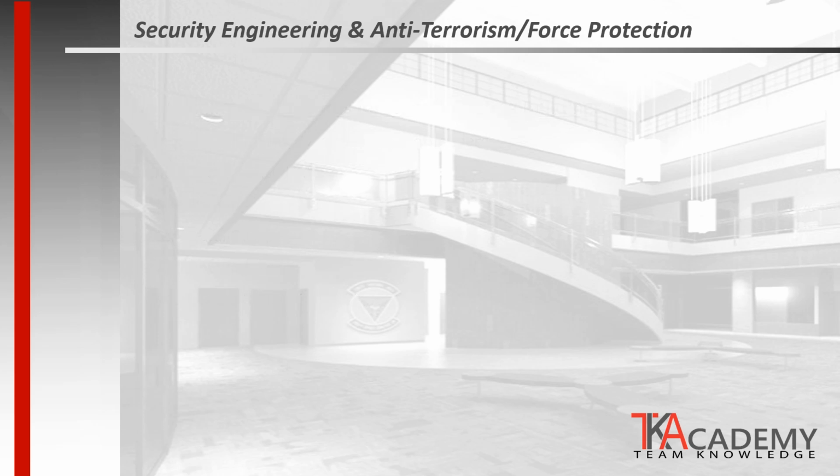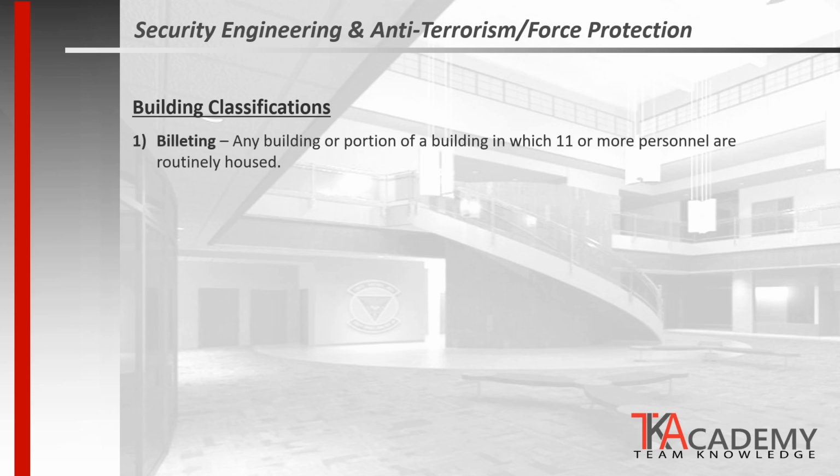The degree to which anti-terrorism force protection measures are applied depends upon the building type. There are currently 3 different building classifications. The first is billeting, which is any building or portion of a building in which 11 or more personnel are routinely housed. These are commonly barracks or dormitory buildings.